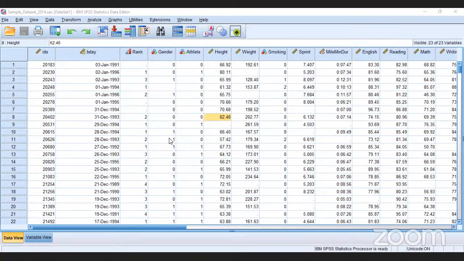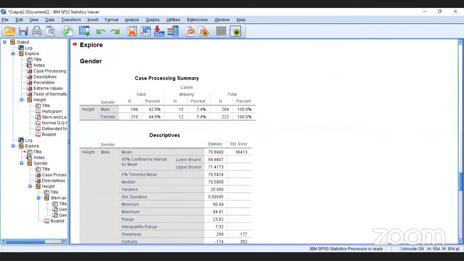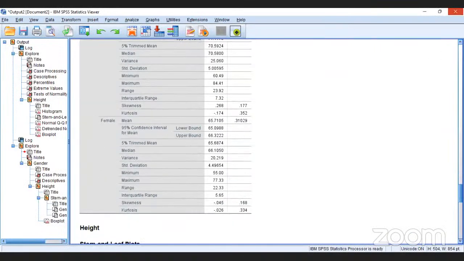So we have our results, right? Let me just clear the first result so that we have something new.